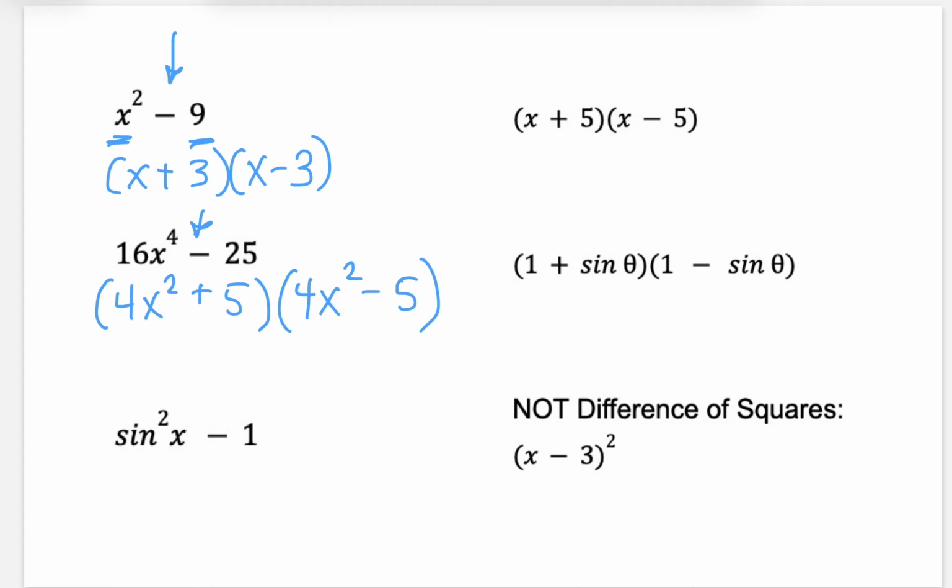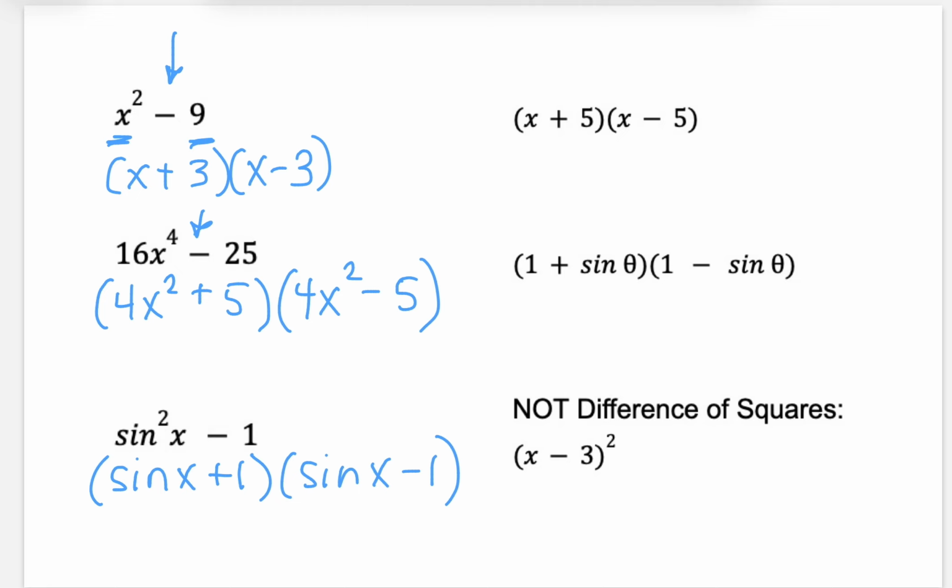So we can do the same even for a trig expression. So we have sine squared x minus 1. So that would turn into sine of x plus 1 times sine of x minus 1. So on the right, I have the opposite way.